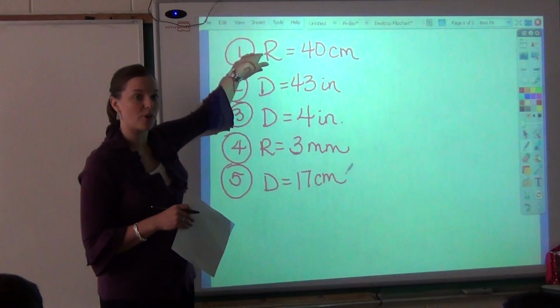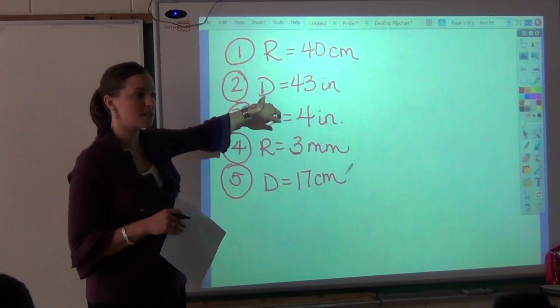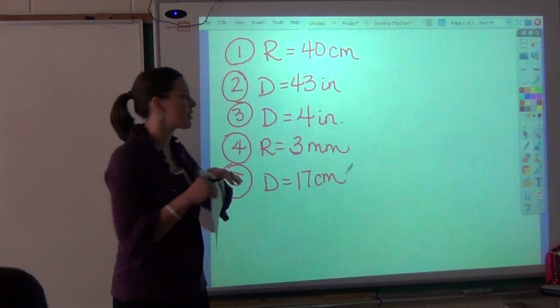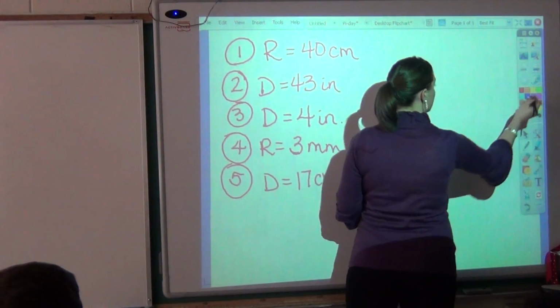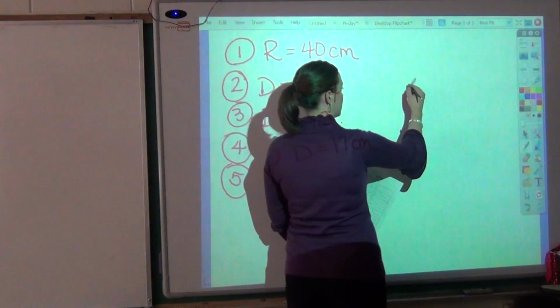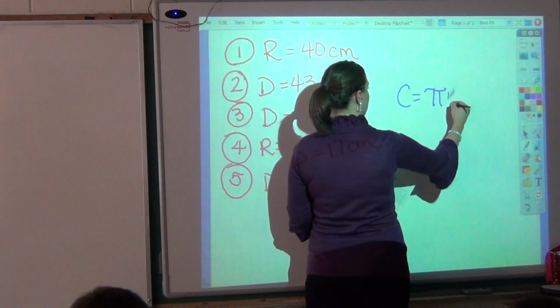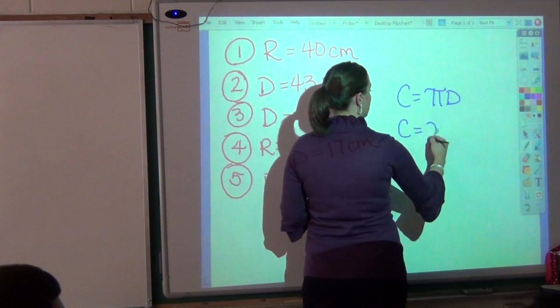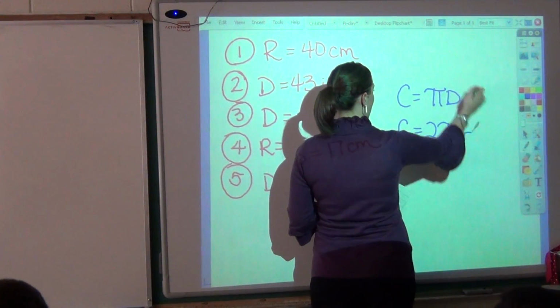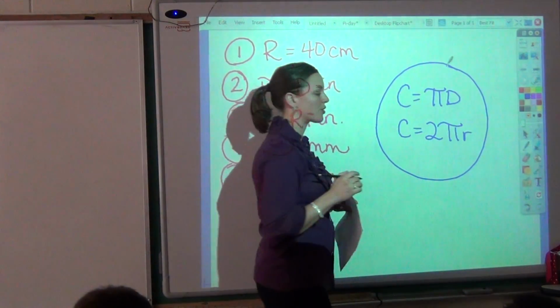R's. What does R stand for? Radius. And D stands for diameter. All right. What are my two formulas that we use? C equals pi d. C equals 2 pi r. Okay. These are your formulas. You're finding the circumference of the circle.